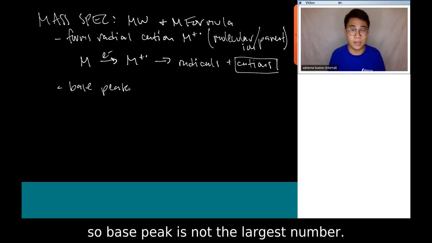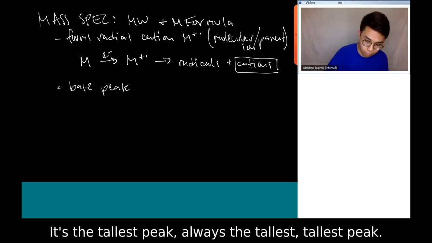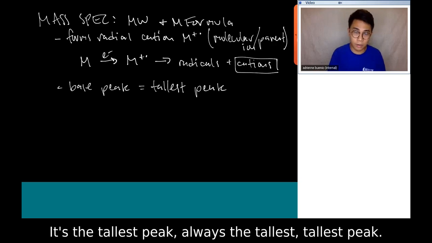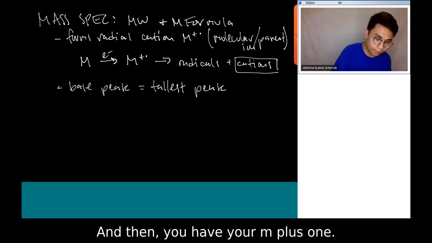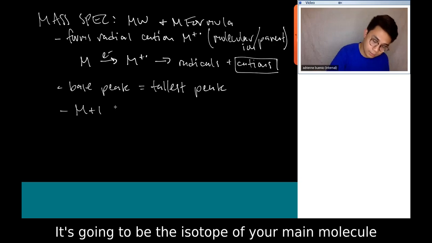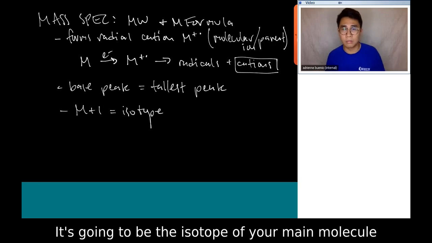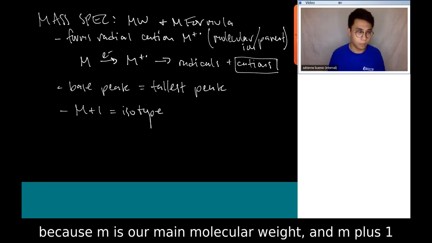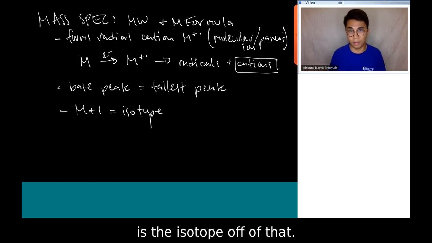So base peak is not the largest number, it's the tallest peak. Always the tallest. Tallest peak, right? And then you have your n+1, which is going to be the isotope of your main one, of your main molecule, right? Because m is our main molecular weight, and then n+1 is the isotope off of that. So that makes sense.